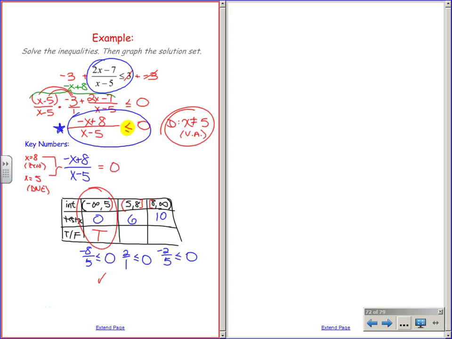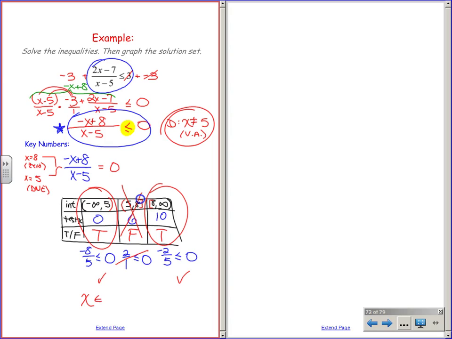Is 2 less than or equal to 0? No, that's false. So forget that interval. And then is negative 2/5 less than or equal to 0? So my final answer, for what x values is that expression true?